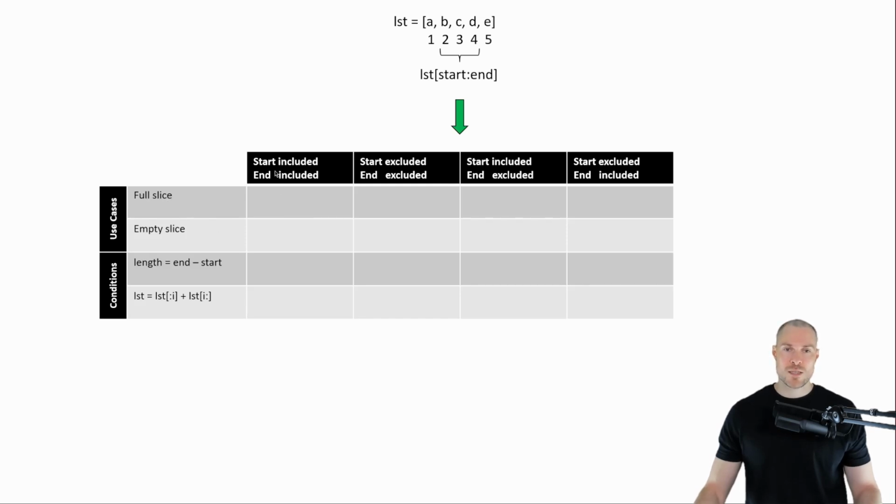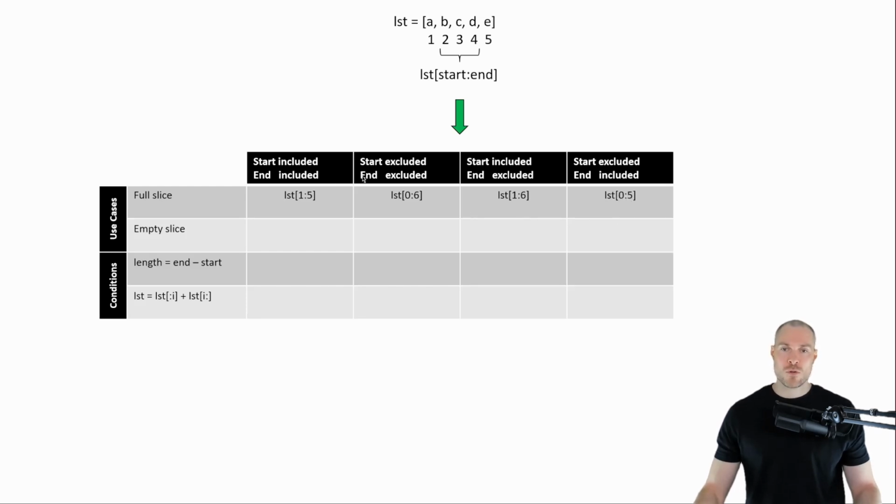So when the start and end are included, then the notation would look like this, where we start at a 1 and end at a 5. Then when the start and end are excluded, then the notation would look like this, where we start at a 0 and end at a 6. Then here when the start is included and the end is excluded, then the notation would look like this, where we start at a 1 and end at a 6. And then lastly here where the start is excluded and the end is included, then the notation would look like this, where we start at 0 and then end at 5.